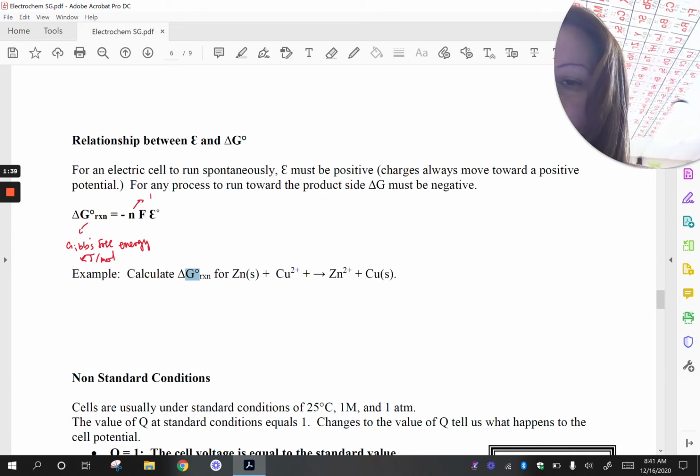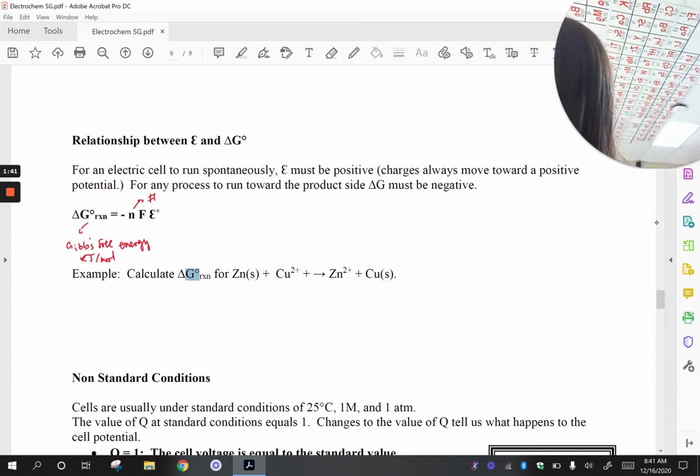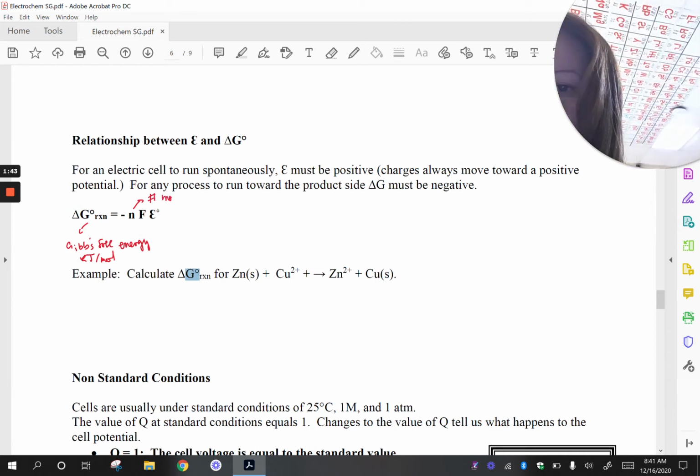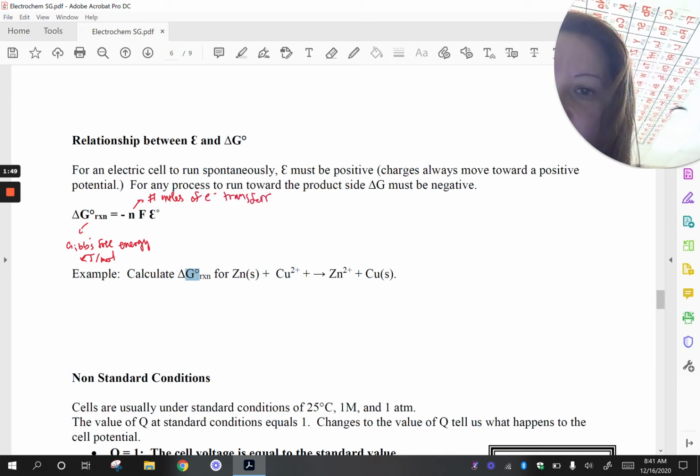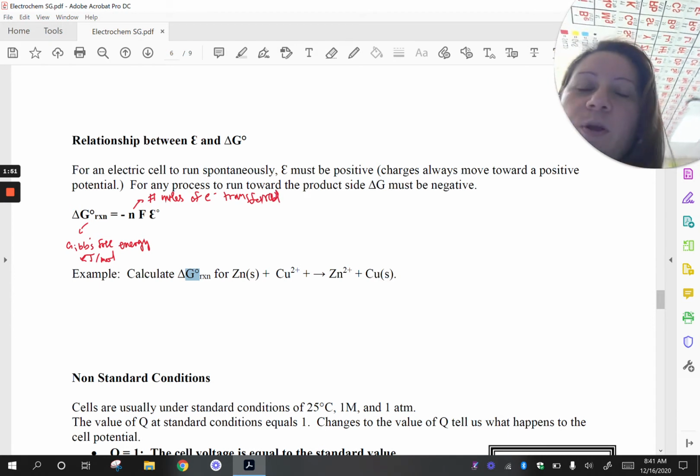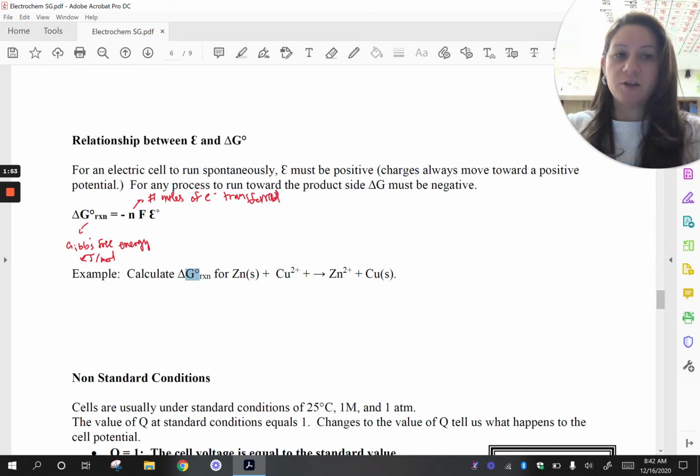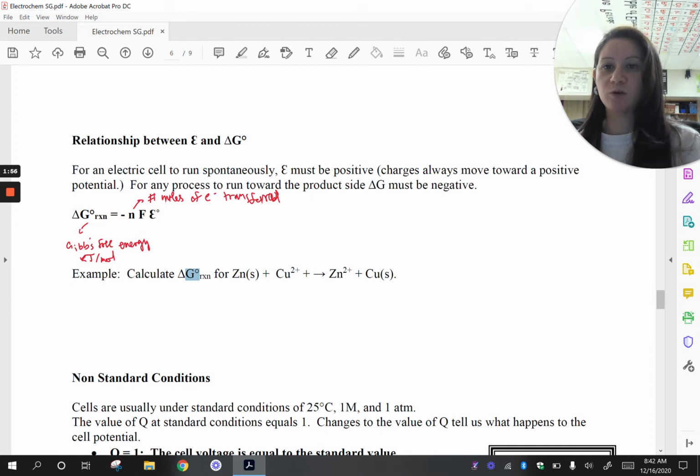n is the number of moles of electrons transferred. So what does that mean? That means when you balance your reaction, remember how we equalize the number of electrons because one species is losing the electrons, the other one is gaining the electrons. So when you're balancing, the final number of electrons that you cross out, that is your number for n here.